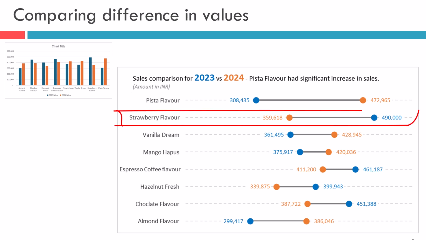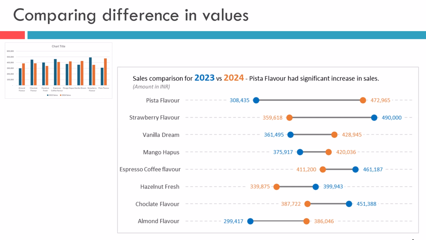Now if we compare the strawberry flavor, where 2023 sales are greater than 2024, hence 2023 sales are presented on the right hand side. Thus, at a quick glance itself, a reader can quickly notice these two flavors where there is a significant movement in sales of 2023 versus 2024.